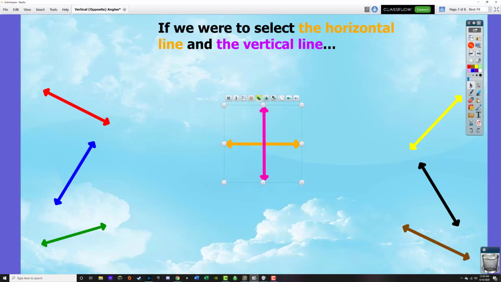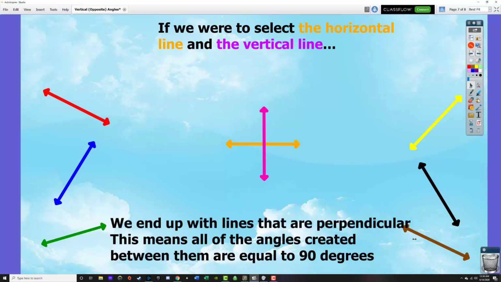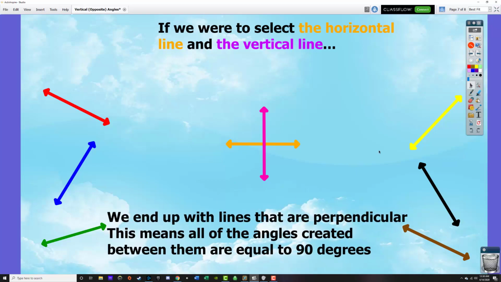I'm going to group them together real quick. When you take a line that is perfectly vertical and perfectly horizontal, you end up with that special kind of line intersection that we discussed on the title screen. You end up with lines that are perpendicular, and what that means is that all of the angles created between the 2 lines are equal to 90 degrees. So this angle right here, well, that's 90 degrees.